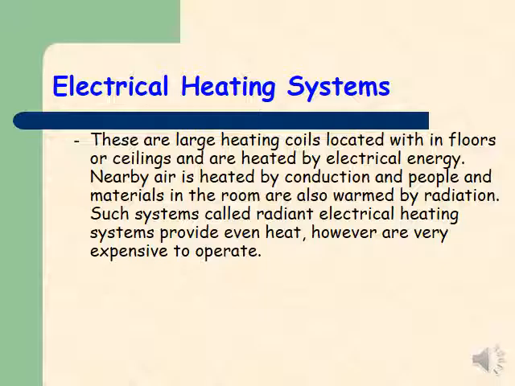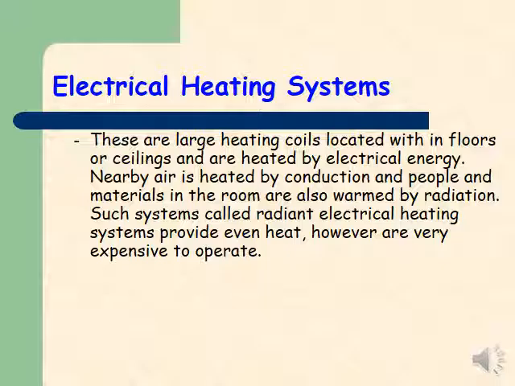Electrical heating systems. These are large heating coils located within floors or ceilings that are heated by electrical energy. Nearby air is heated by conduction, and people and materials in the room are also warmed by radiation. Such systems, called radiant electrical heating systems, provide even heat, however, are very expensive to operate.